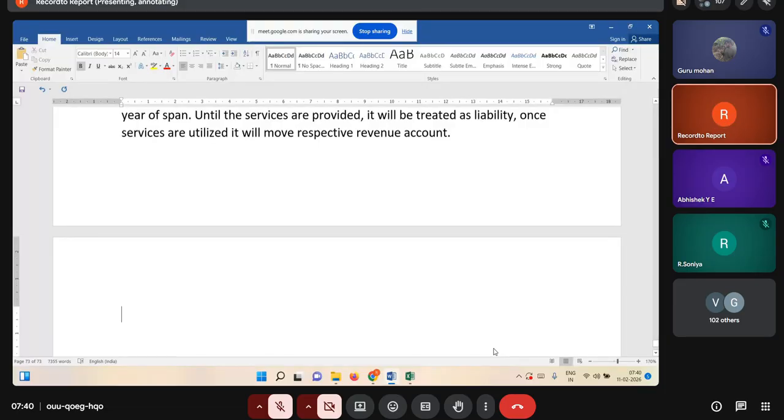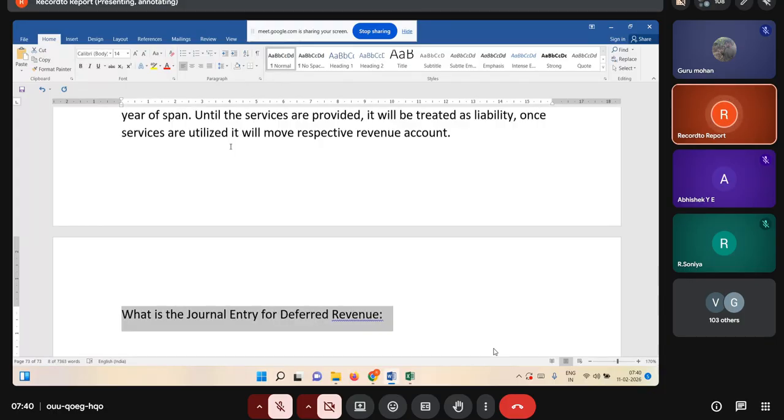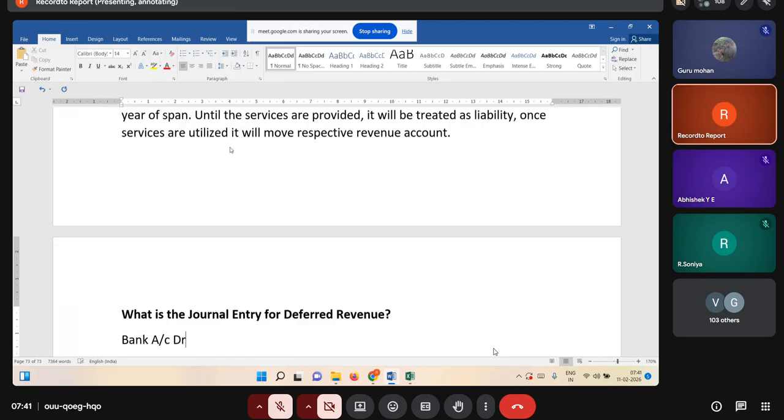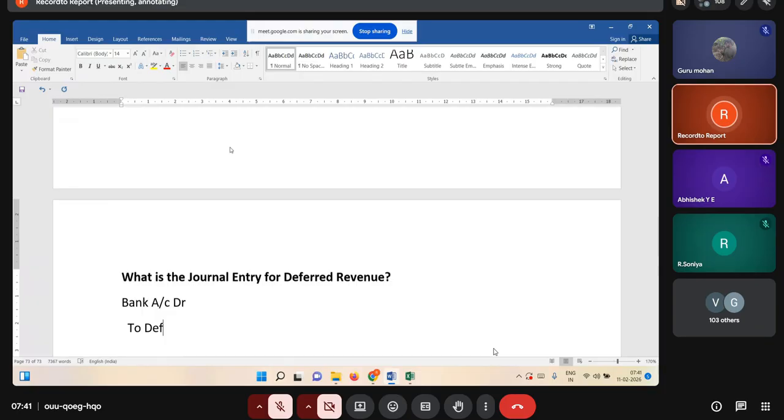Okay. So what is the journal entry for deferred revenue? While receiving the advance from a customer, what is the entry we need to record? Our bank account is getting added, so bank account debit to deferred revenue account. So why are we crediting the deferred revenue, guys?